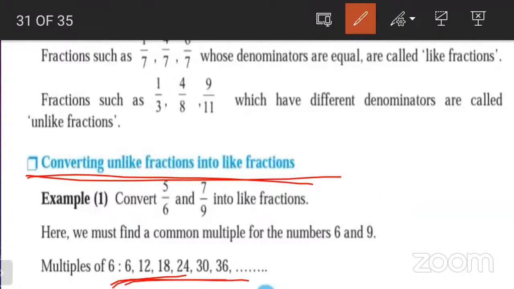If you say the 6 times table, 6 1s are 6, 6 2s are 12, 6 3s are 18, 6 4s are 24, 6 5s are 30, 6 6s are 36. Similarly, it is infinite. So all the numbers which are in the table of 6 are the multiples of 6.